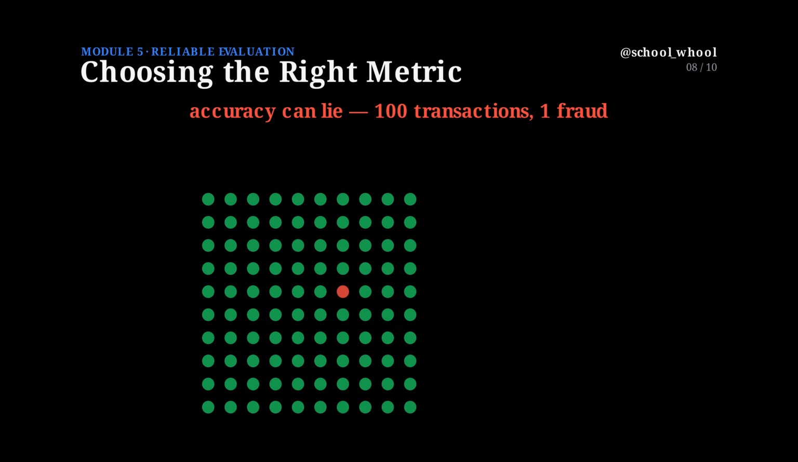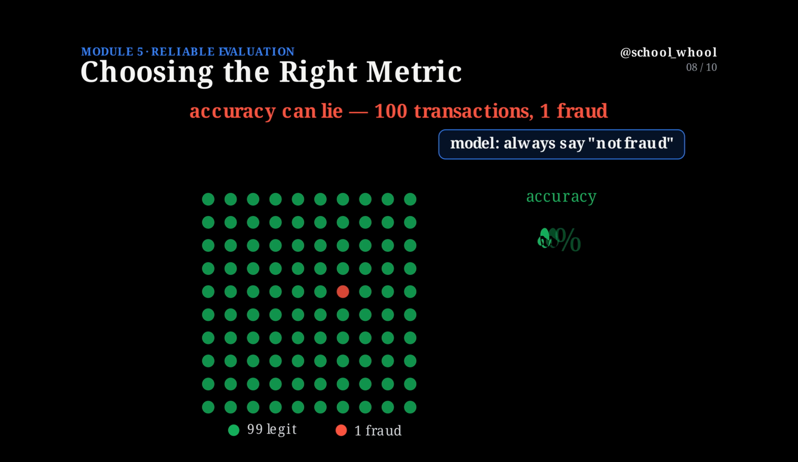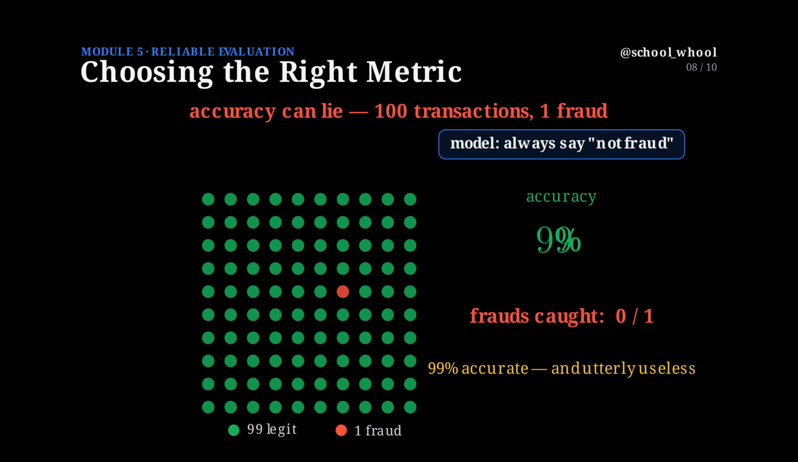Picture 100 transactions. 99 are legitimate, and just one is fraud, the needle in the haystack. Now here's a lazy model that always says not fraud, no matter what. Let's actually grade it. It's right on every legitimate transaction. That's 99 correct out of 100. Watch the accuracy climb to 99%.